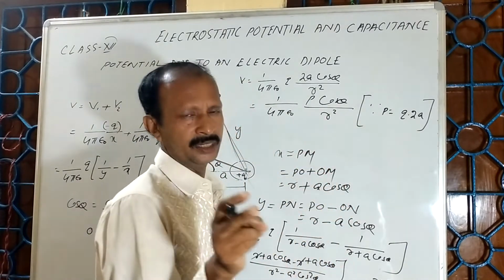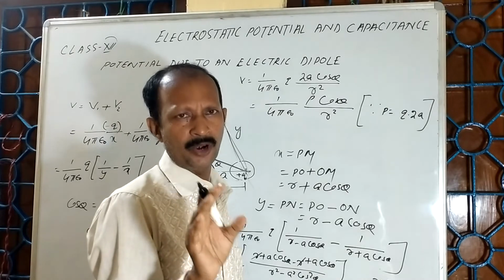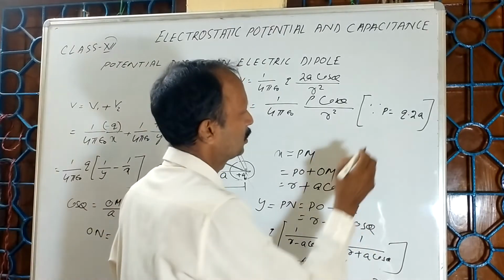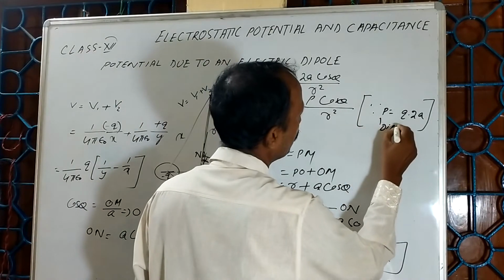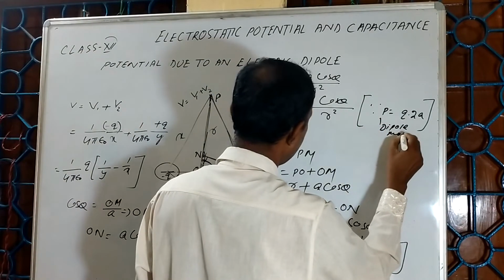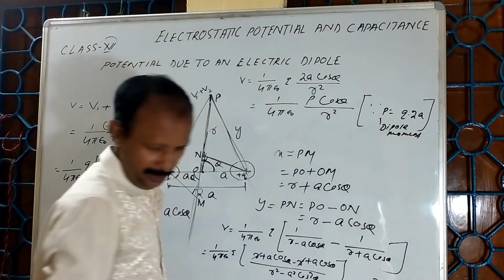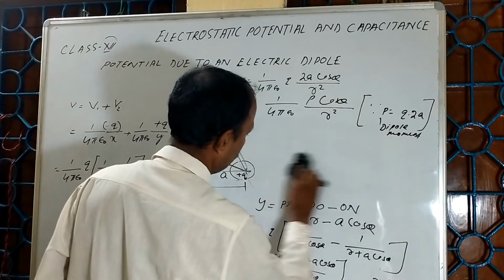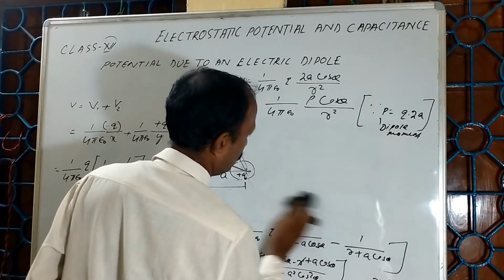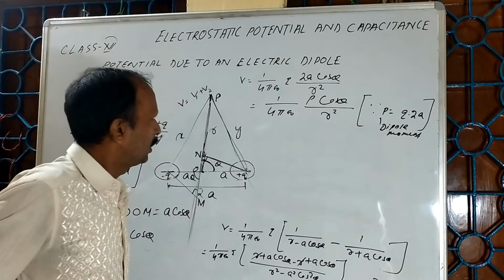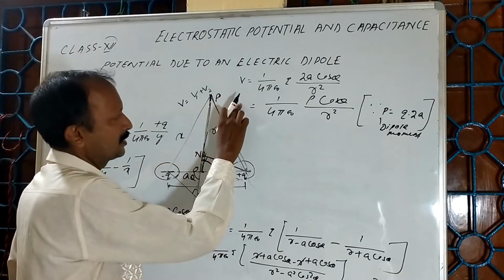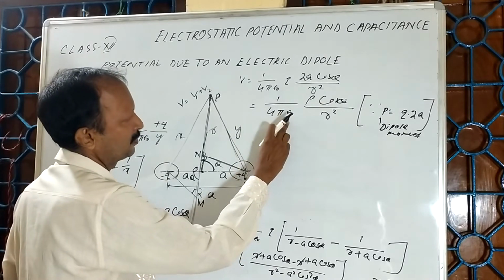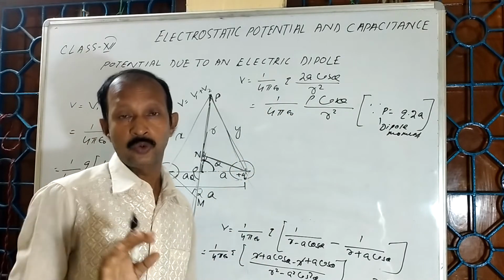So we know that dipole moment is the product of charge and length of the dipole. So this P is dipole moment. Clear? Now let us see. So we got that the potential is P cos theta divided by 4 pi epsilon naught r square.